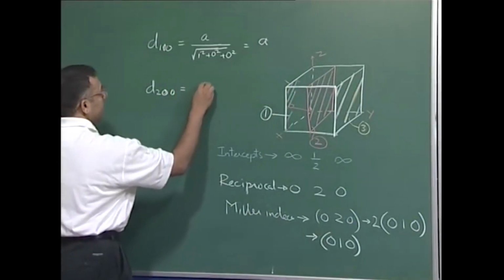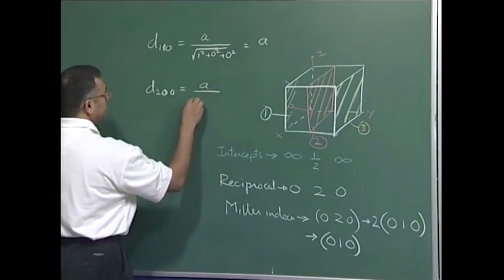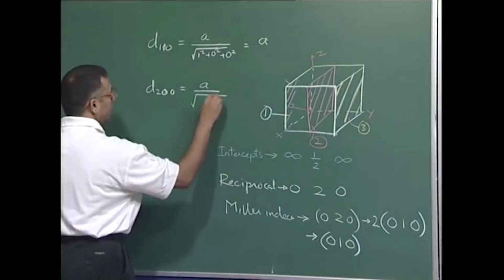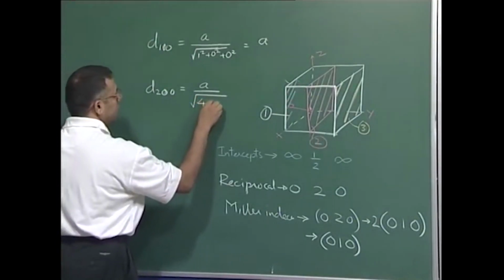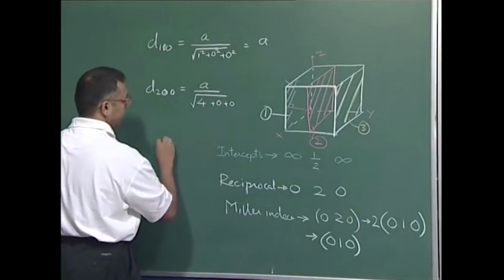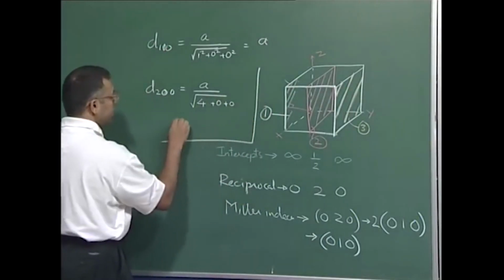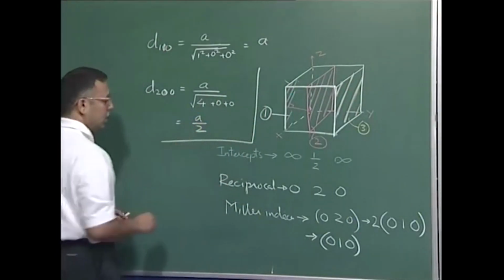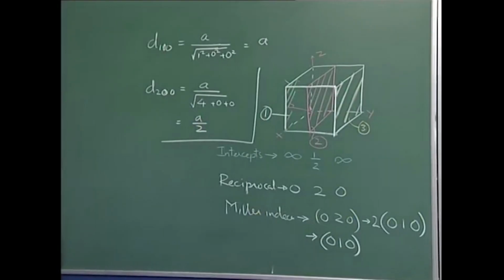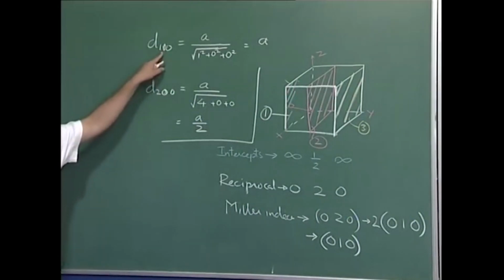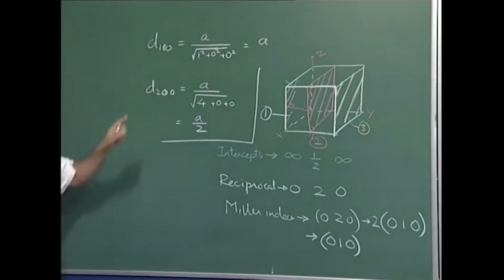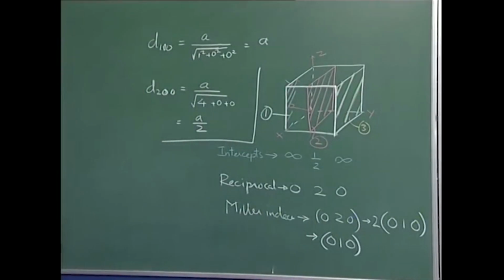So, d 200 by this formula will be a by square root of 4 plus 0 plus 0, therefore, it is a by 2. In other words, the interplanar spacing of the 200 planes is half that of the 100 planes. Okay. Now, what does it mean? It means that the 100 planes is a subset of the 200 planes.